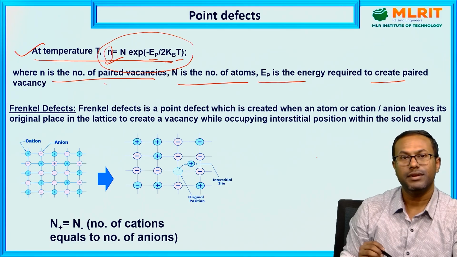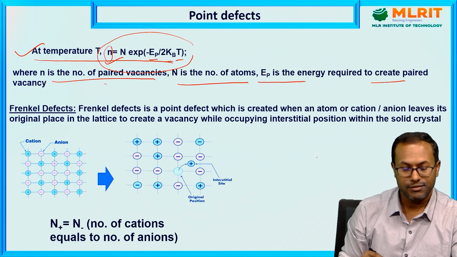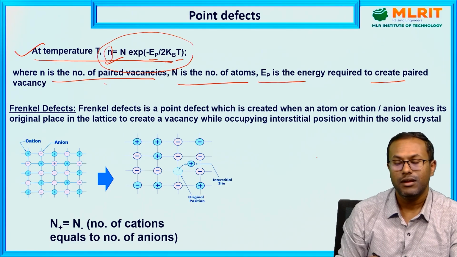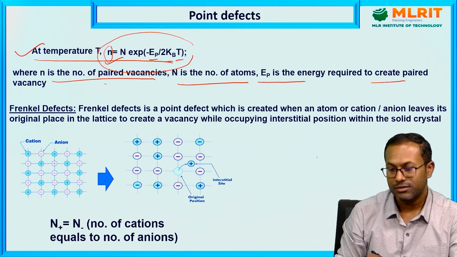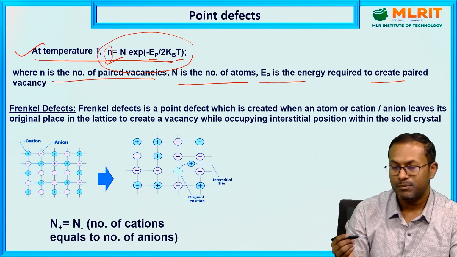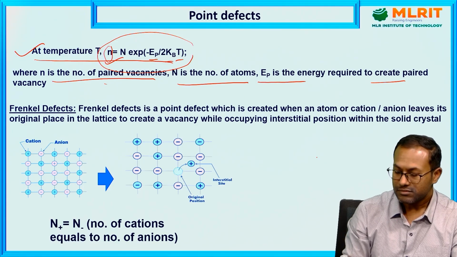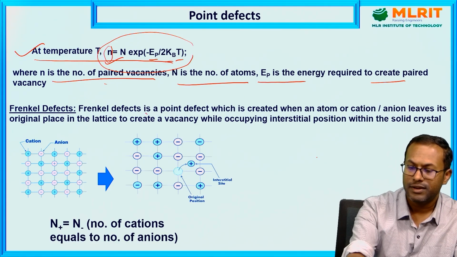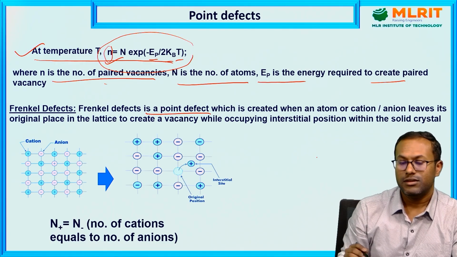Now come to the Frenkel defect. What is Frenkel defect? Frenkel defect is slightly different from Schottky defect. It is also a point defect. Why is it called a point defect? I already mentioned there is a missing or misplaced atom, so that's why Frenkel defect is also a point defect.